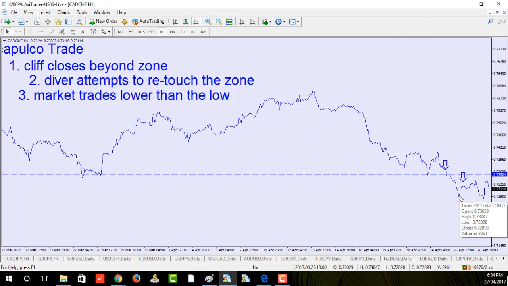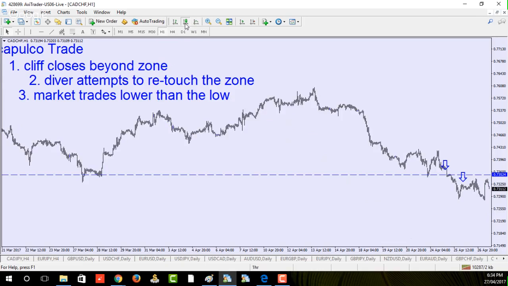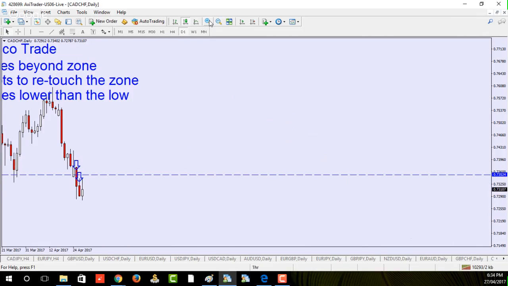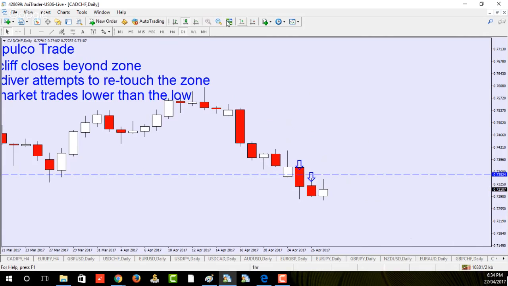It pulls back and it gets really close here on the 1 hour, as you can see. That's the pullback, and then it falls again. So we still haven't triggered the trade yet, but that's the idea. Does that make sense? Does everyone see what the Acapulco is all about?